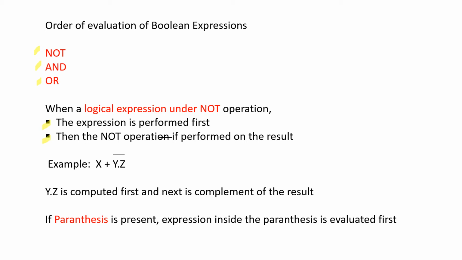For example, if we take x OR y AND z with a complement over y and z, then y AND z is computed first, and then the NOT operation is performed on the result. And if a bracket or parenthesis is present, the expression inside the parenthesis is evaluated first.